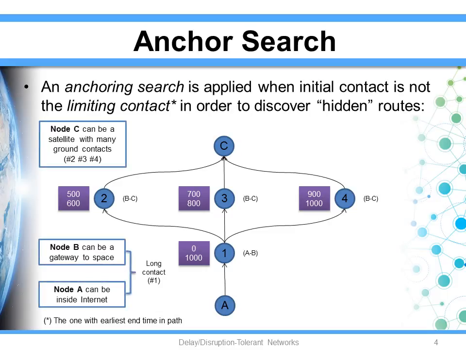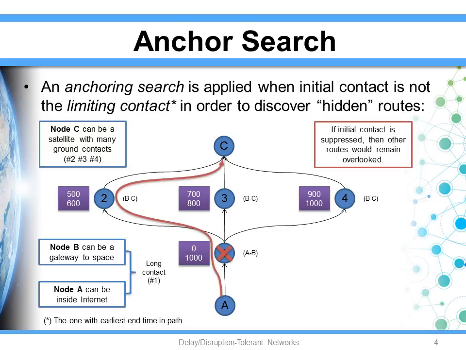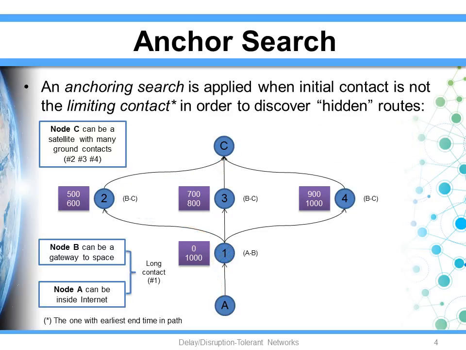So for example, in this topology, node A, which reaches node B through contact number 1, can be a node on the internet, which has a very, very long contact with node B. And this node B actually has a different set of contacts with node C, which can be a satellite, for instance, with time-bounded contacts. If we run the first Dijkstra search, we're going to find the single best route toward destination C, and then we will have to remove the initial contact of this route, and then we are going to leave behind 2 possible routes that were not calculated in this search.